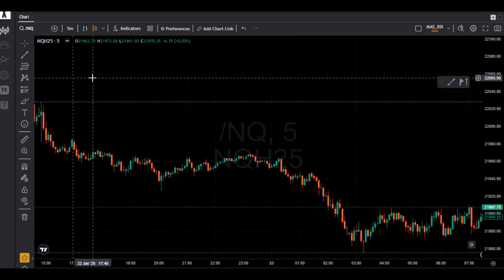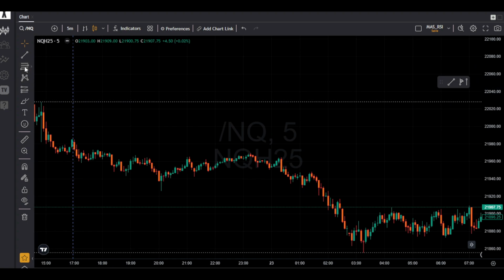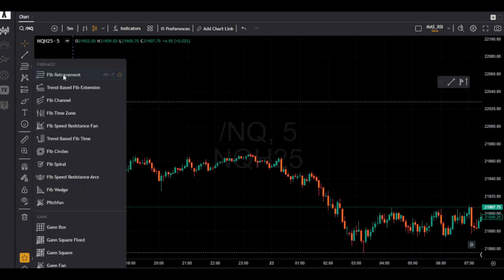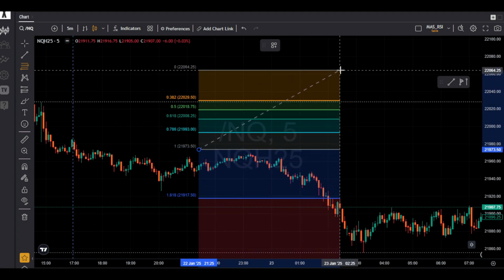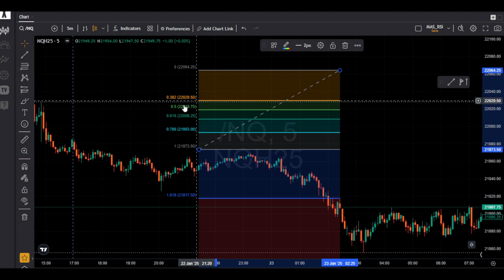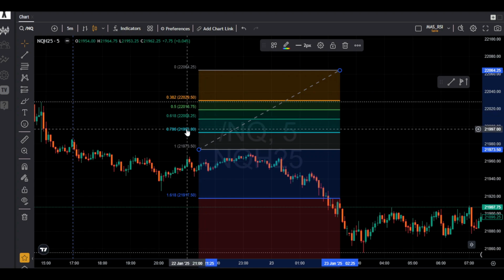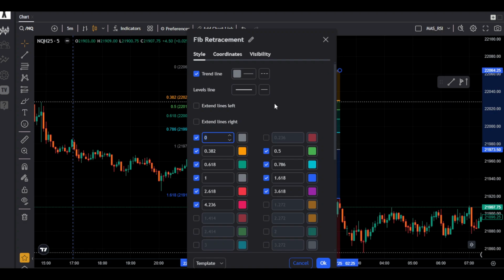So let's start by setting up a Fibonacci retracement tool on our chart. You can find it under Fibonacci tools here, Fib retracement. All you have to do is just draw like this, and you will see there are different ratios like 0.382, 0.5, 0.618, 0.786. By default, you'll see more options. If I double click on it, you will see 0.236, and some other numbers here.